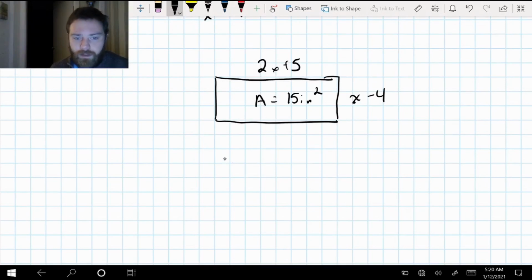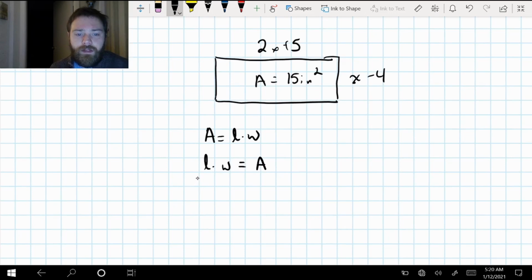Well, what this allows me to do is set up an equation. So area is equal to length times width. We have the length, we have the width, we're missing the x component of both of those, and then we have the area. So I'm going to write this out. Length times width is equal to area. So that means 2x plus 5 times x minus 4 equals 15.